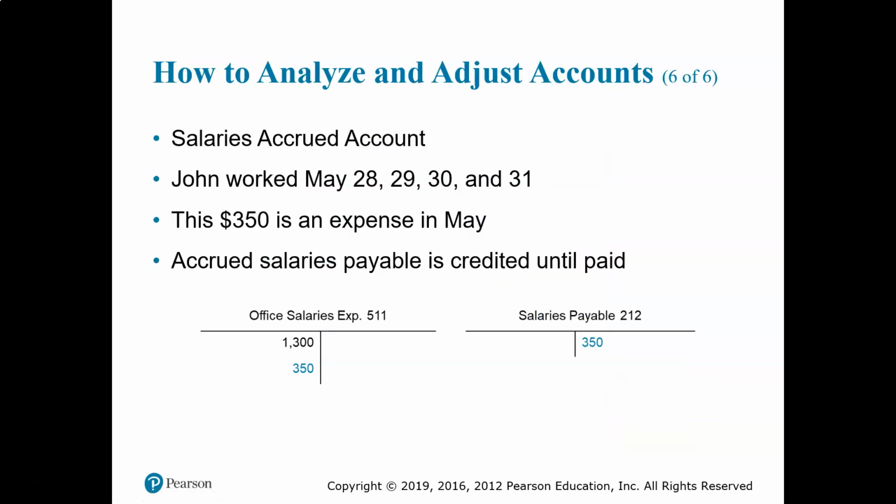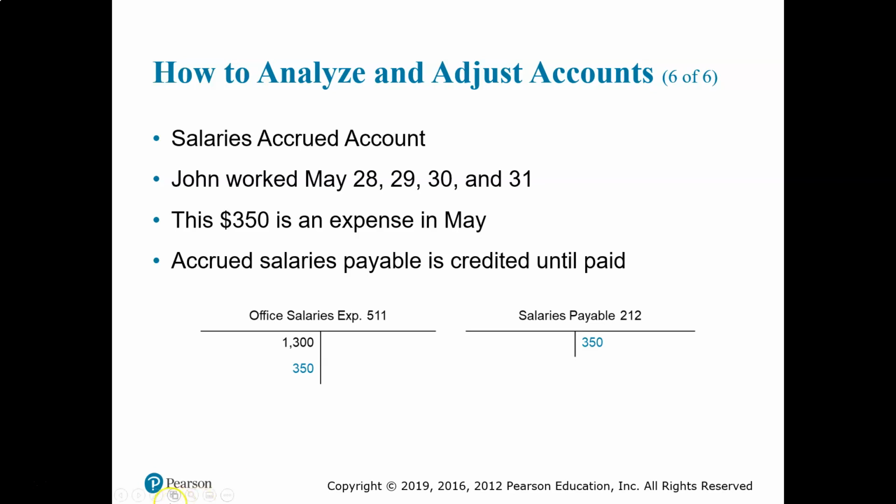Okay, so our next adjusting entry is salaries accrued account. John worked May 28th, 29th, 30th, 31st. This $350 is an expense in May. So this is like the situation I spoke of before. So we have to recognize the expense for those days that he worked in May, although he's not going to get paid until June because they only pay every 2 weeks. So those 4 days actually get paid later, but we have to recognize the expense.